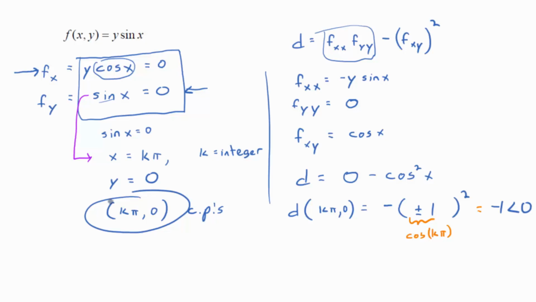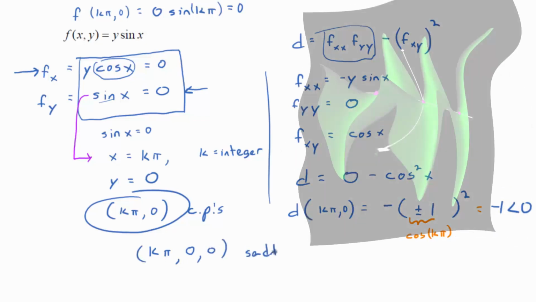So looking at the original function, what's the function value going to be if you plug in k times pi? 0. The function value will be a height of 0. So f of k times pi comma 0 is going to be 0 times sine of k times pi, but that's 0, right? So what are your saddle points? k pi for the x coordinate, 0 for y, 0 for z. These are saddle points.